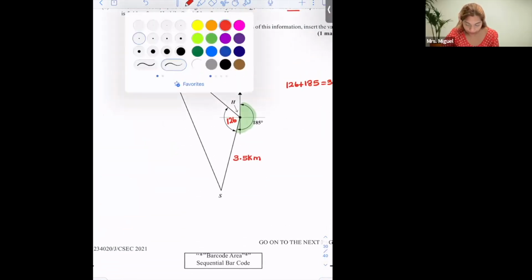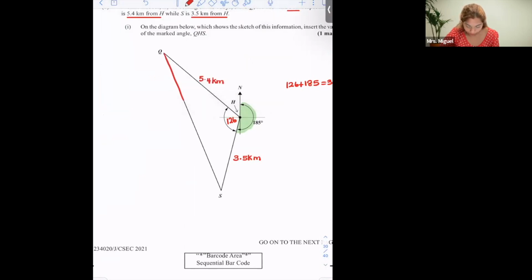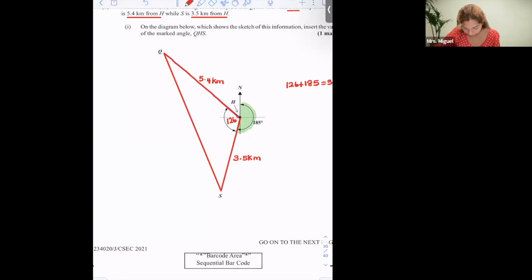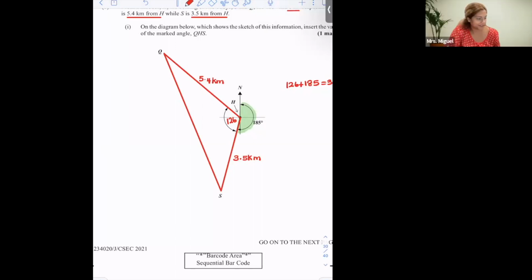So, which rule are we going to use to find QS? Do we have two sides? Yes, miss. Do we have the angle in the middle? Yes, miss. So which rule are we going to use? Two sides and the angle in the middle. Cosine. Very good.